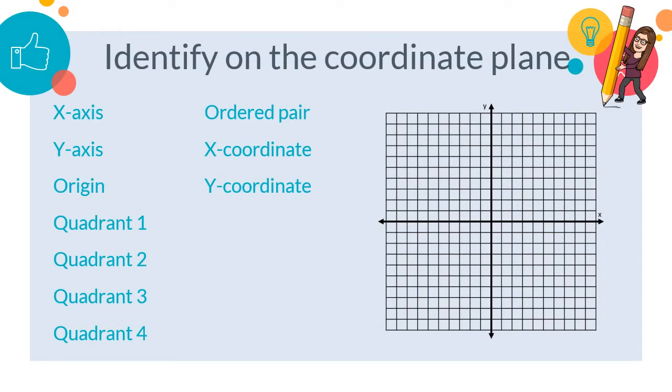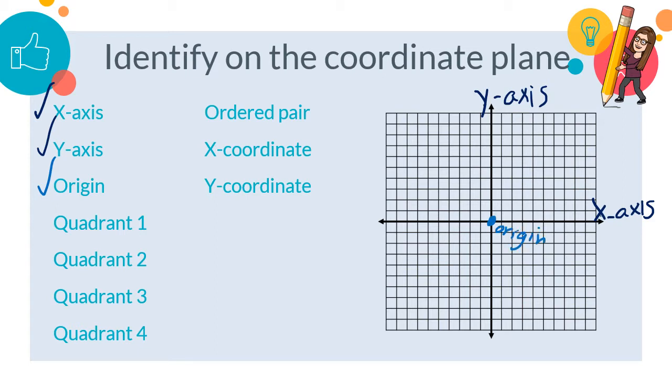All right, let's start off with the basics, and my hope is that this is a review for you. We're going to label this coordinate plane with all of the needed information. Let's start off with the x-axis. The x-axis always runs horizontally, and the y-axis always runs vertically. The origin always occurs in the center of our axes.